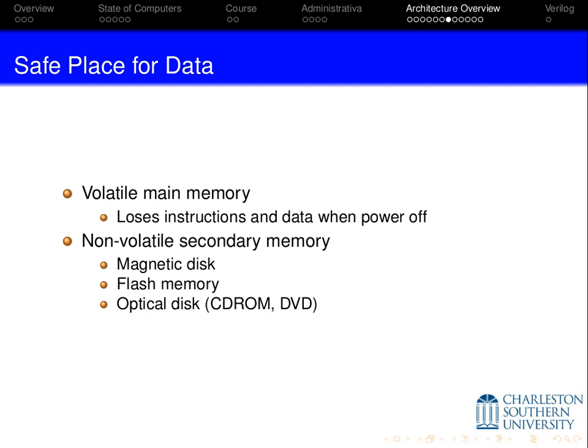Magnetic disk. How many people still have magnetic disks? You know, spinning disks? You mean a hard disk instead of an SSD? I've got an extra one. You've got both? Yeah, same. My OS runs on an SSD, but then I've got a larger hard drive to store stuff. That seems to be the common case right now. Cool. So yeah, magnetic disks are still used.